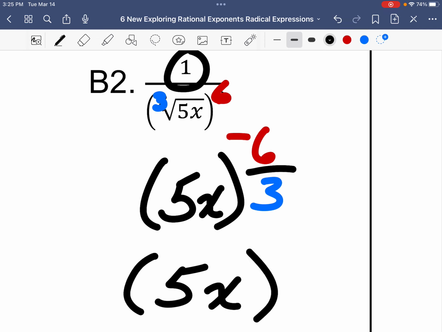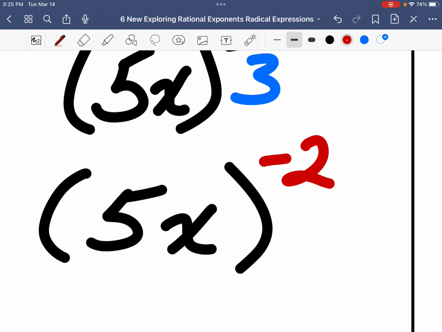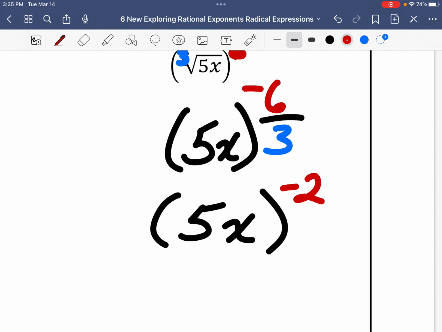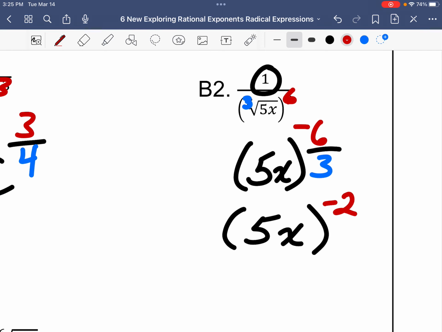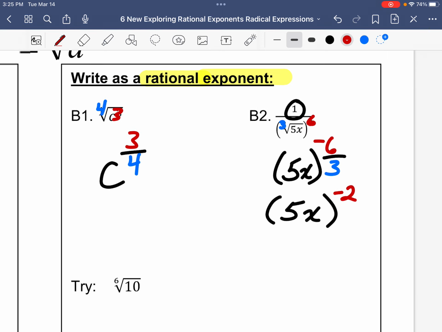Interesting though, my exponent could certainly be simplified to be negative 2, couldn't it? Yeah, I can just write this as 5x to the negative 2. Okay, again, negative exponents cause the base to flip, but they can also cause me to go backwards and sort of flip it back up.